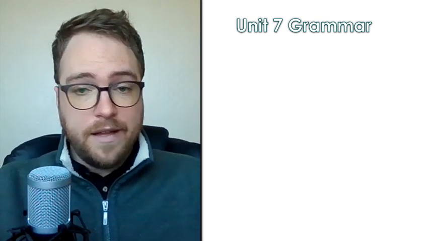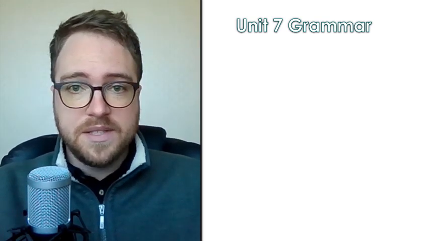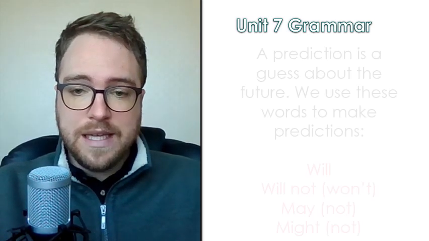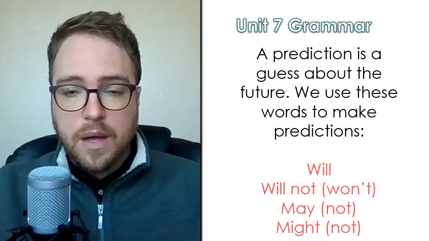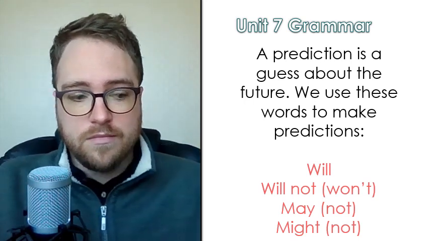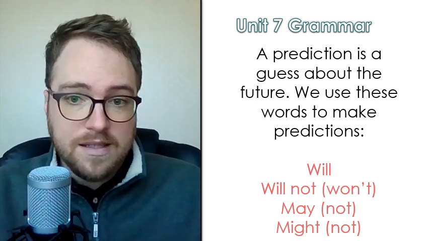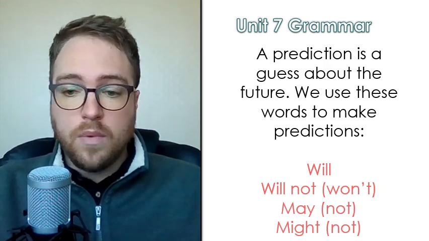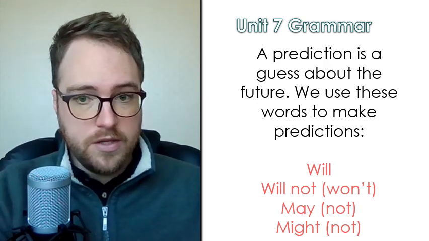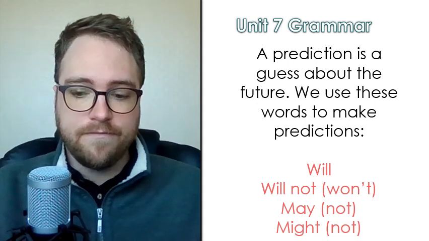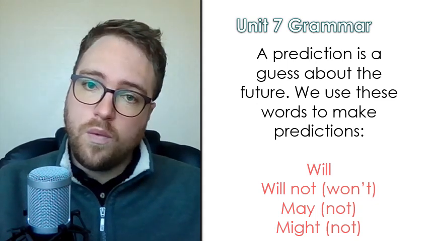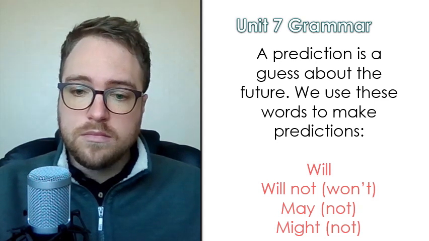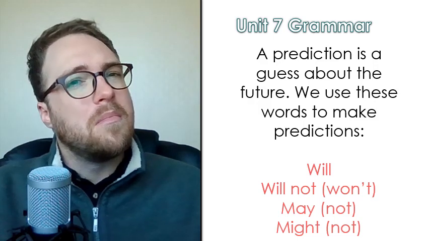All right, and the next grammar that we studied in Unit 7 was how to make predictions. Okay, and we talked about what is a prediction. Well, a prediction is a guess about the future. And we use these words in English to make a prediction: will, won't, may, may not, might, might not.